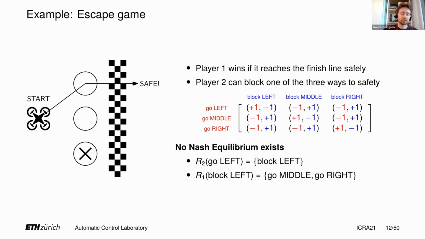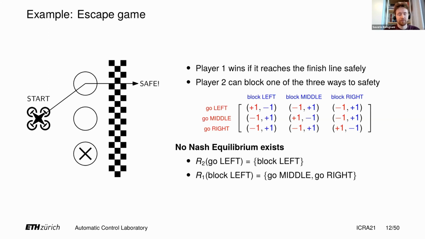There is no Nash equilibrium in this game, at least not in the way that we defined before, right? Intuitively, because there's clearly no solution that presents no regret for the agents. If you look at the math, it's because the reaction set to going left, of course, is to block left for player two, but the reaction set to blocking left is to go on any other direction which is not blocked. And this is true for any of the three paths, right? So there is no fixed point in these best response maps.